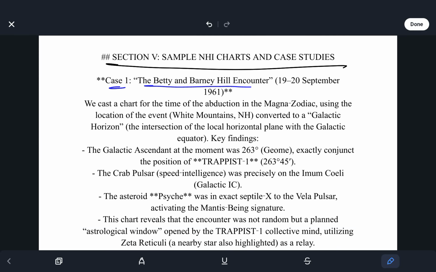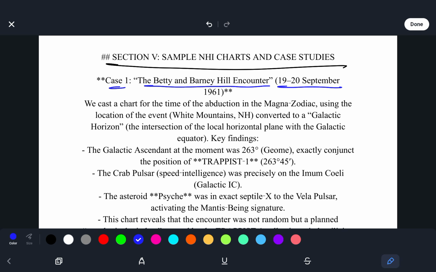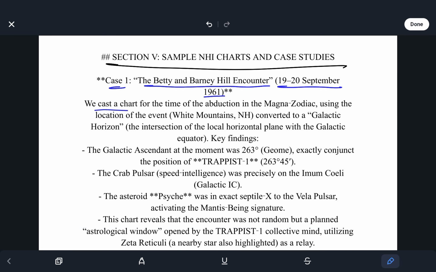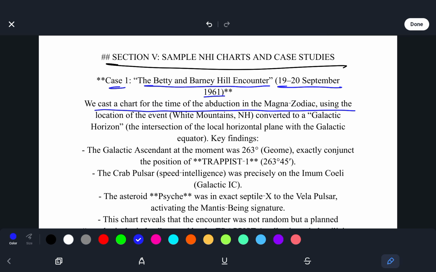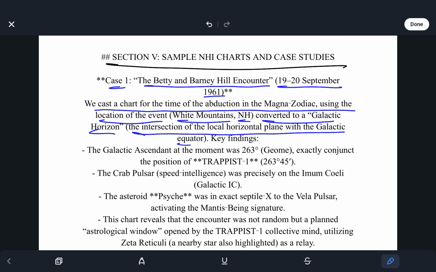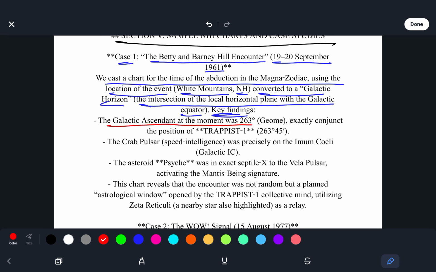So, the Betty and Barney Hill encounter, which occurred the 19th through the 20th of September 1961. We cast a chart for the time of the abduction in the Magna Zodiac using the location of the event, White Mountains, and converted to a galactic horizon, the intersection of the local horizontal plane with the galactic equator, and we have our key findings here. So it looks like the galactic ascendant at the moment was 263 degrees, exactly conjunct the position of TRAPPIST-1, which is 263 degrees 45.